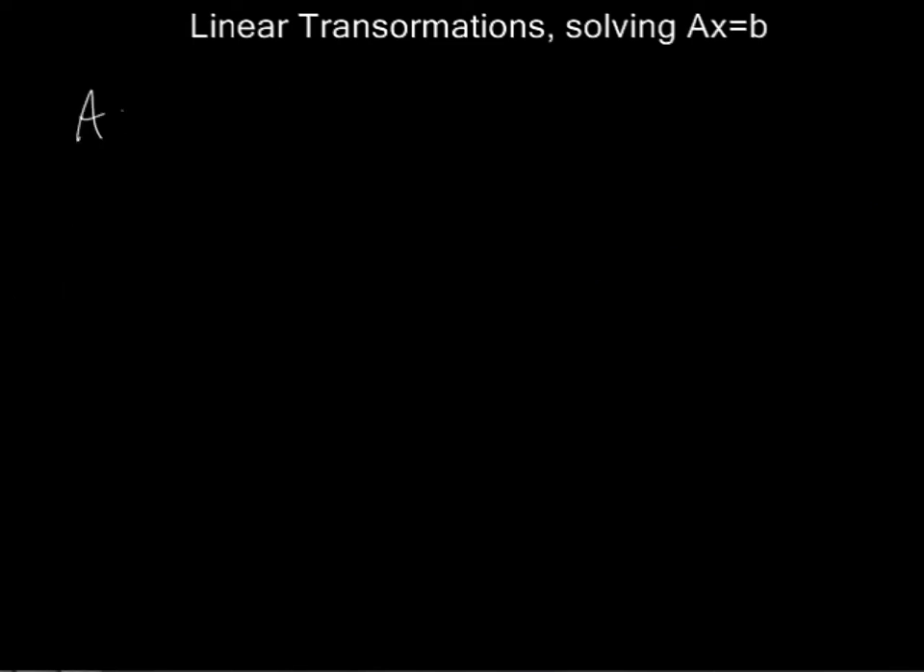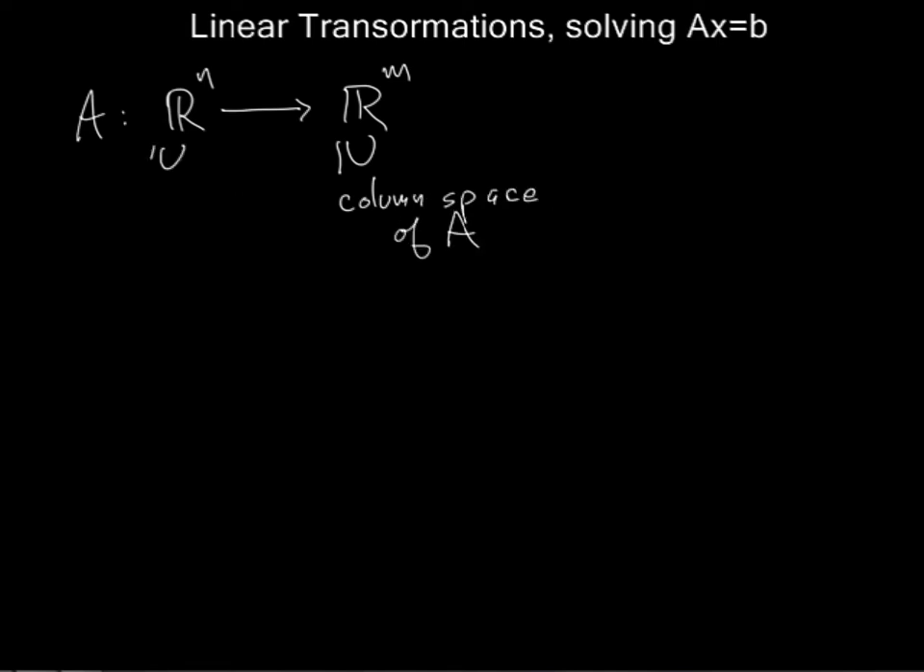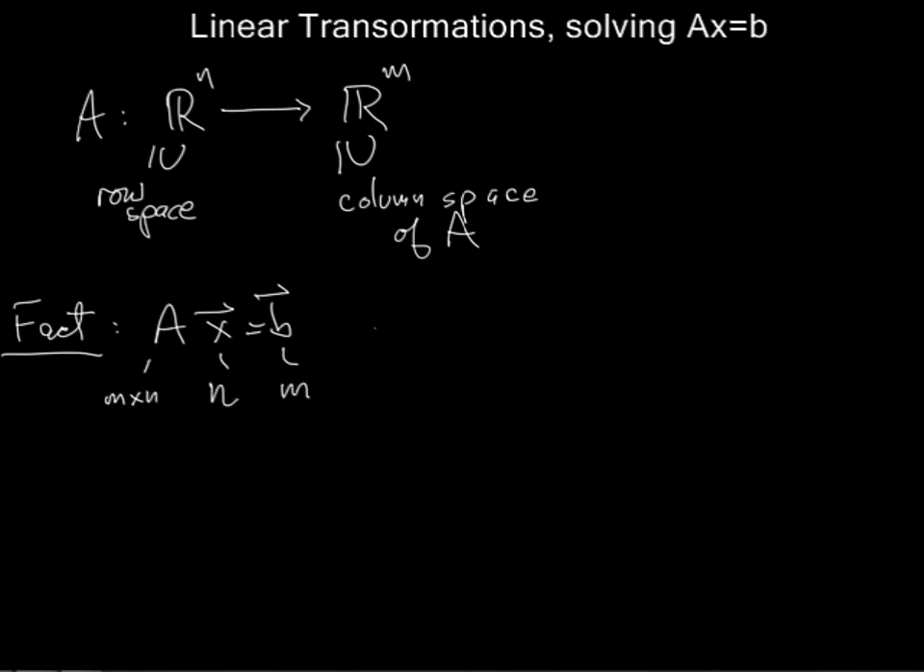So the picture is the following. We have this matrix A, and we're thinking of it as a map from Rn to Rm. The column space of A is a subspace of Rm, and the row space of A is a subspace of Rn. For our purposes now, it's really the column space we care about. What we've shown is that if you have an equation like Ax is equal to b, where A is m by n, and these are size n and m, this has a solution if and only if b is in the column space of A.